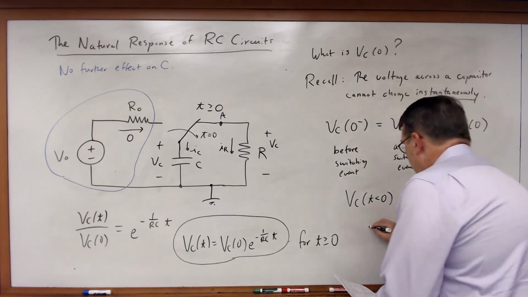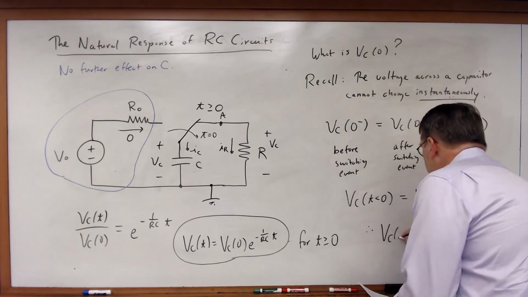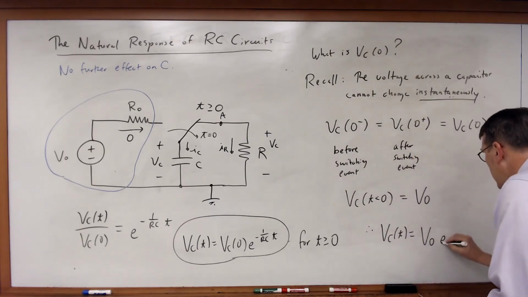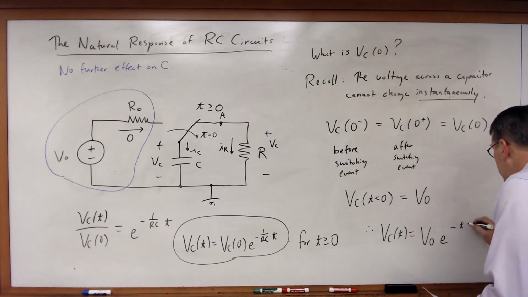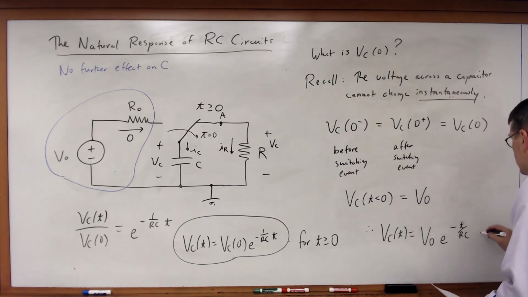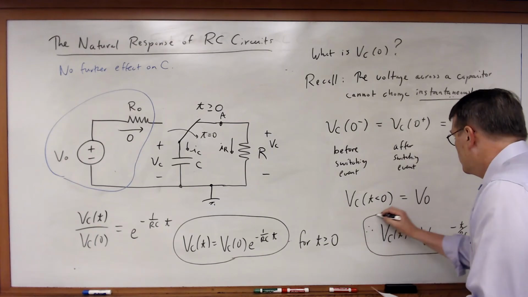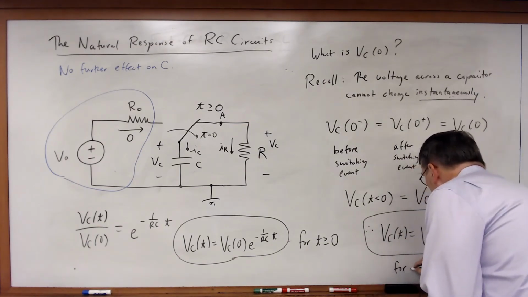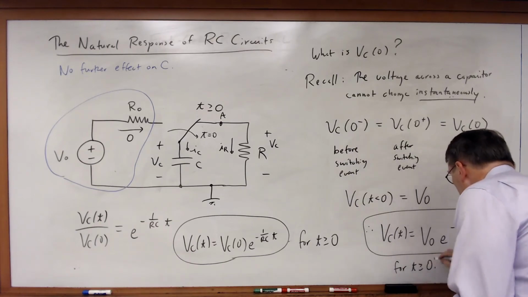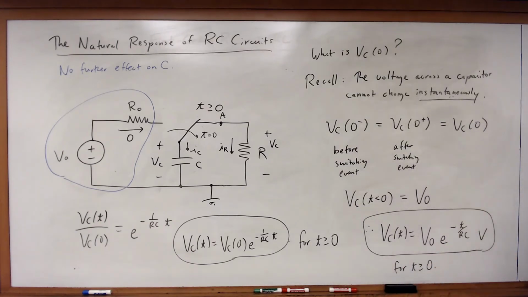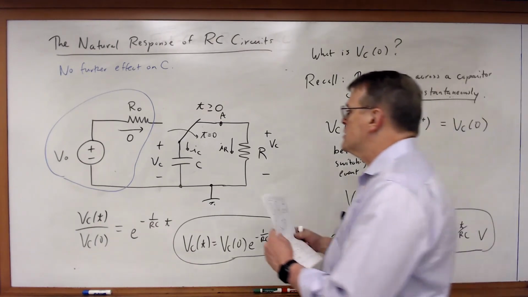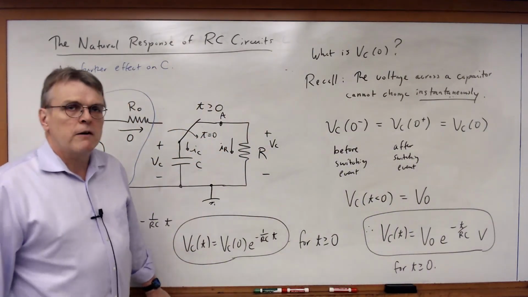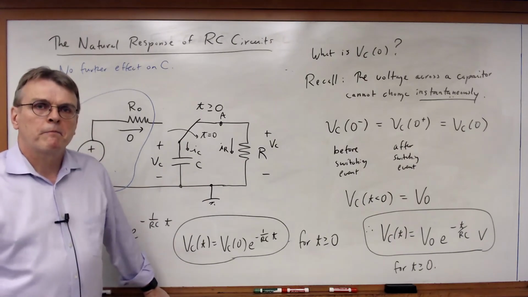Therefore, Vc of t will be equal to V sub 0 times e to the minus t divided by RC volts for t greater than or equal to 0. That's our result. That is the response, the voltage of the capacitor for t greater than or equal to 0. All right?